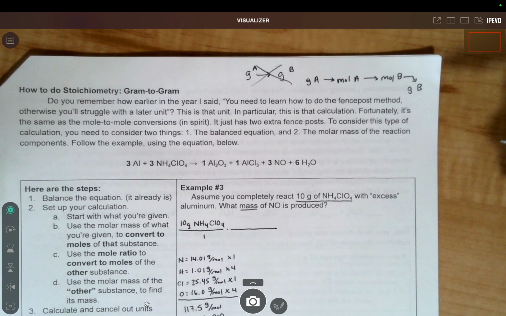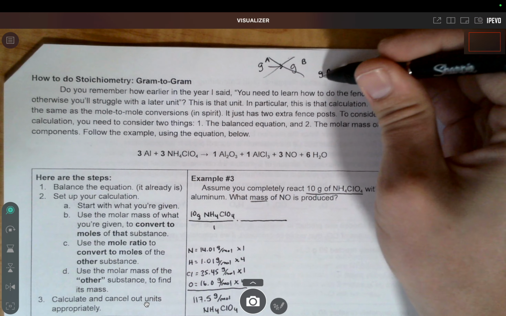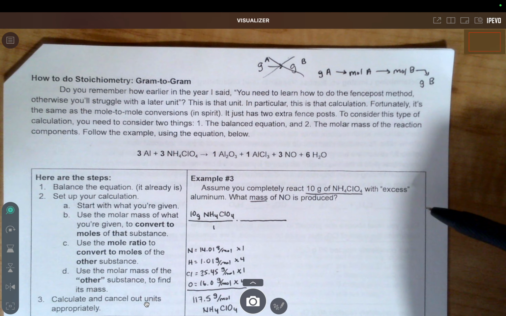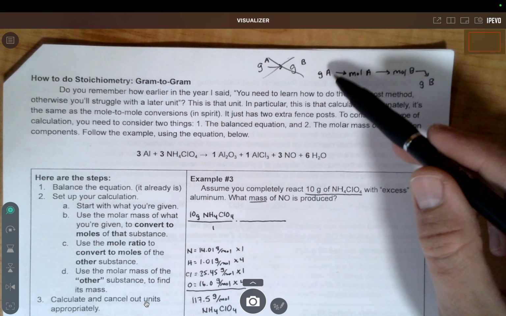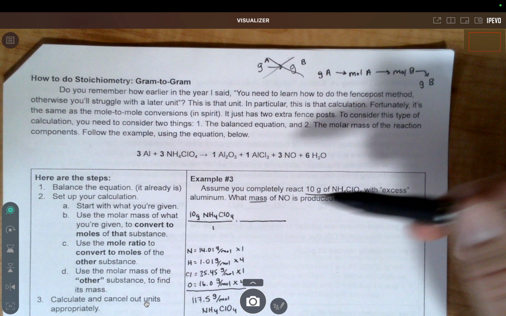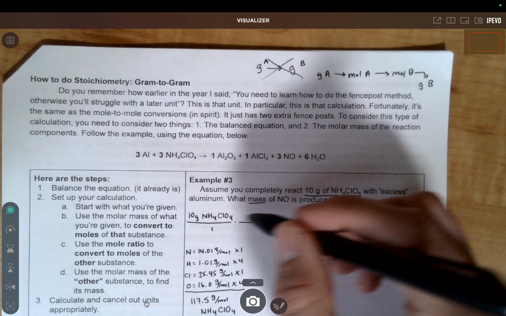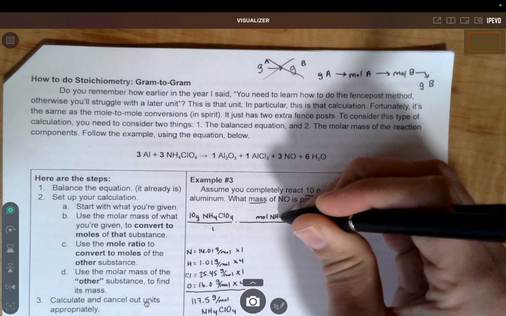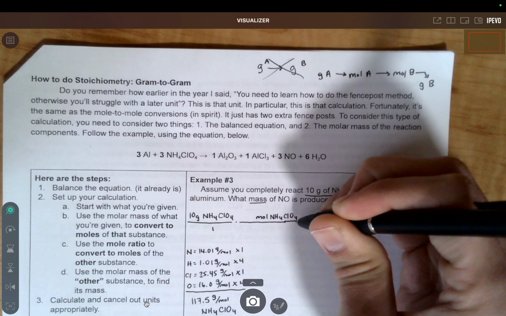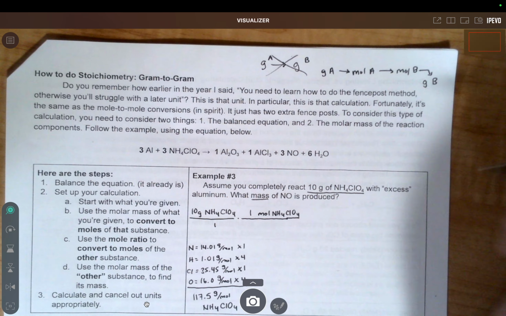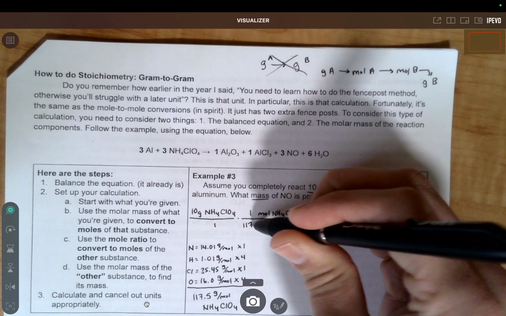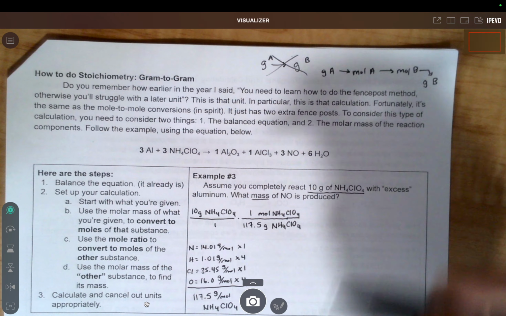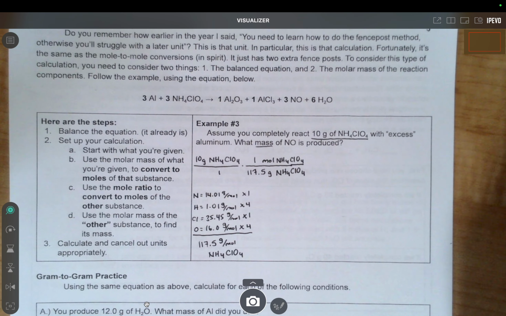I want to go back to this little flow chart that I have here for you. The units at each of these steps tell you the units that will go in each of these numerators in order. In this case, substance A is what we know. Substance A in this case is ammonium perchlorate. So I have to go from grams to moles. So I can set the next numerator to be moles of ammonium perchlorate, NH4ClO4. I need to extend that bar. Good. For every 1 mole of ammonium perchlorate, I have 117.5 grams of ammonium perchlorate. Right? And that's what we found here with the molar mass.